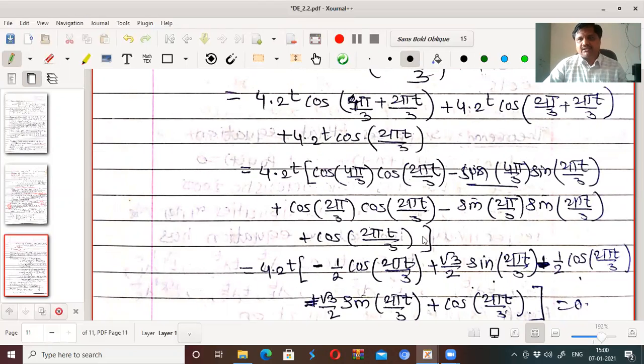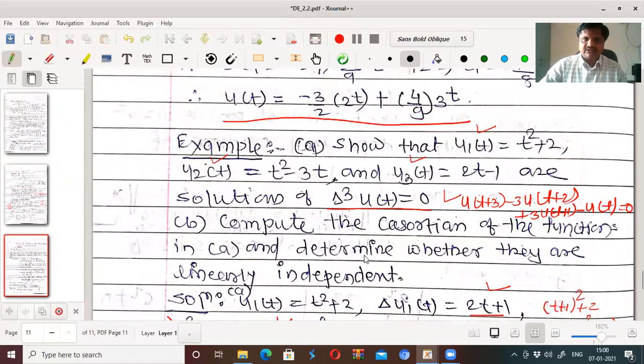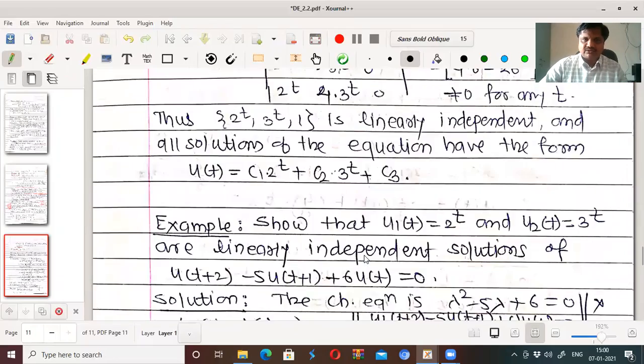But keep in mind that before we use Casoratian, we want to verify that whether given sets or given functions are solutions of given equation or not. That is important. Okay. So these are the examples of difference equation in which we use Casoratian of functions. And we use some results. Which results we have used here? These two results we have used.